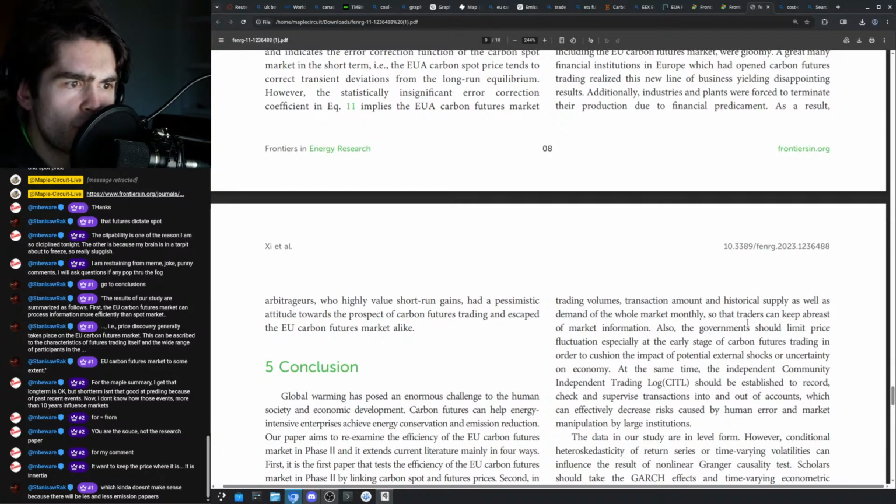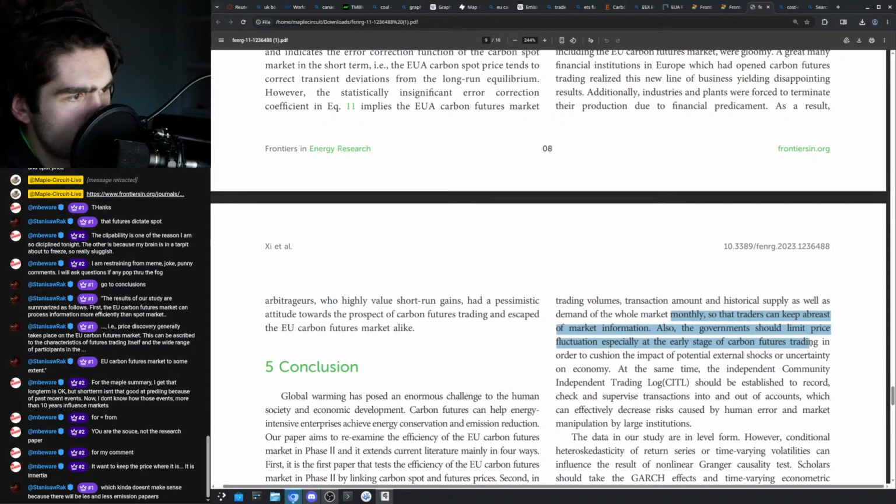So that traders can keep abreast of market information. Also, the government should limit price fluctuation, especially at the early stage of carbon futures trading, in order to cushion the impact of potential external shocks or uncertainty on economy. Limit price fluctuation. Okay.